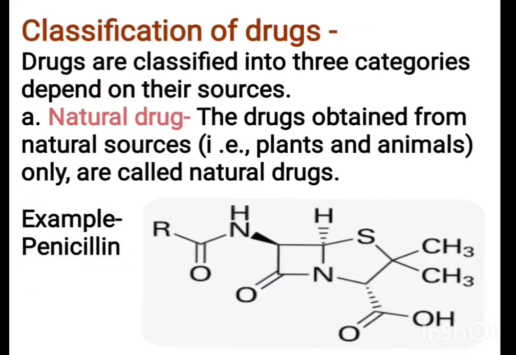First one, natural drug. The drugs obtained from natural sources, for example plants and animals, which are natural sources. So drugs derived from natural sources are termed as natural drugs. For example, penicillin. This is the structure of penicillin. Okay.